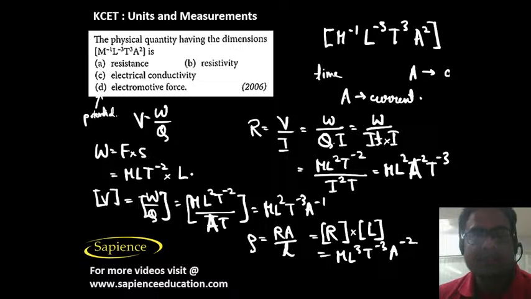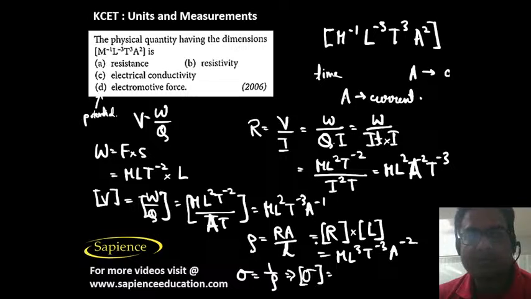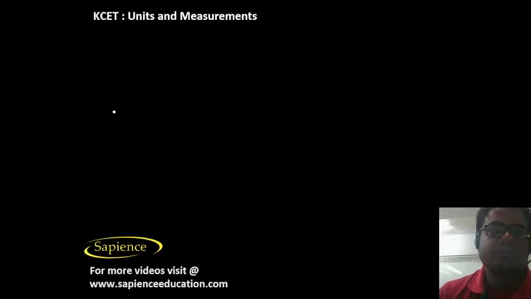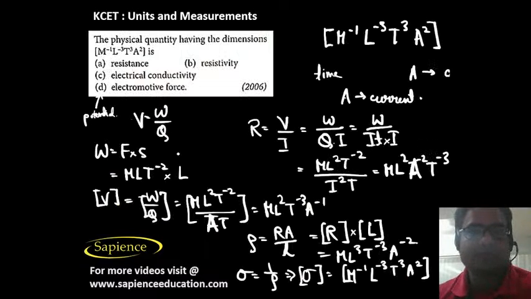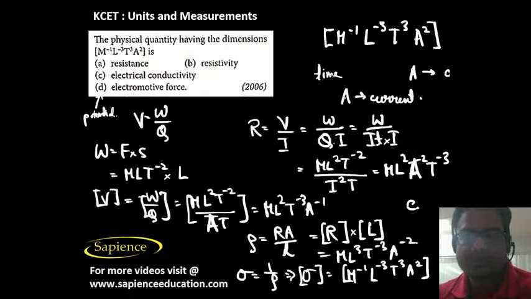Then electrical conductivity, which is sigma, is 1 by rho. So the dimensional formula for sigma will be the inverse of the dimensional formula for resistivity, which is M power minus 1 L power minus 3 T power 3 A square. So therefore option C is the correct answer.